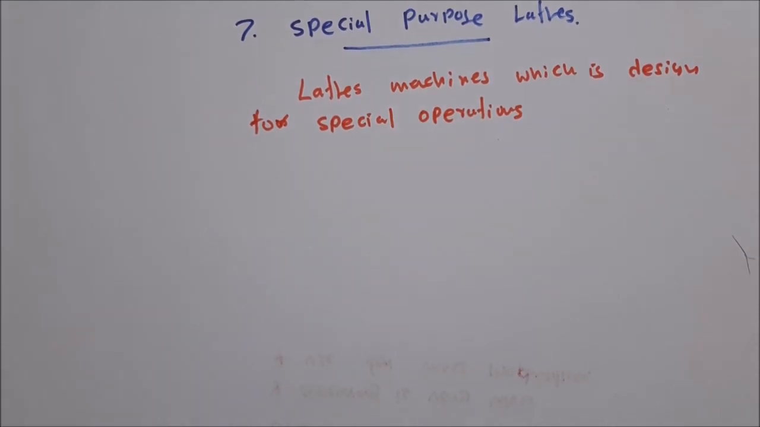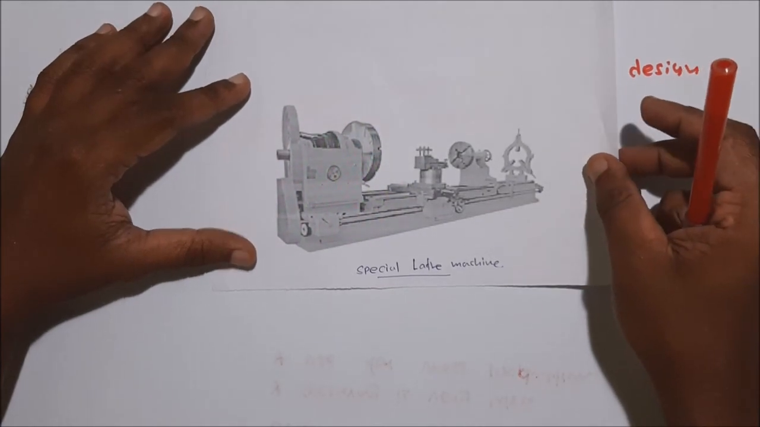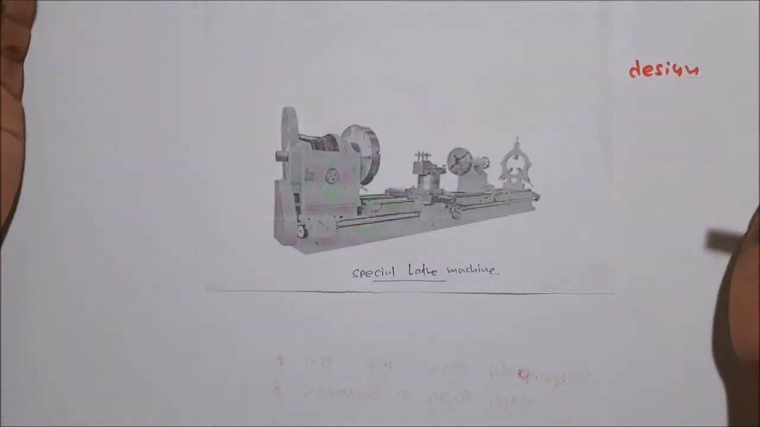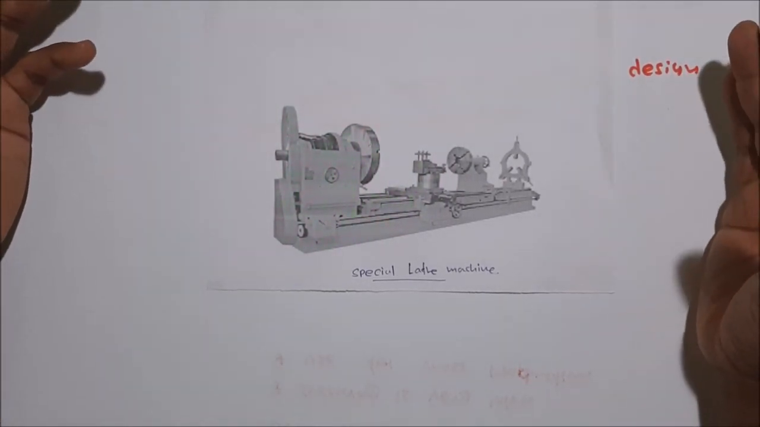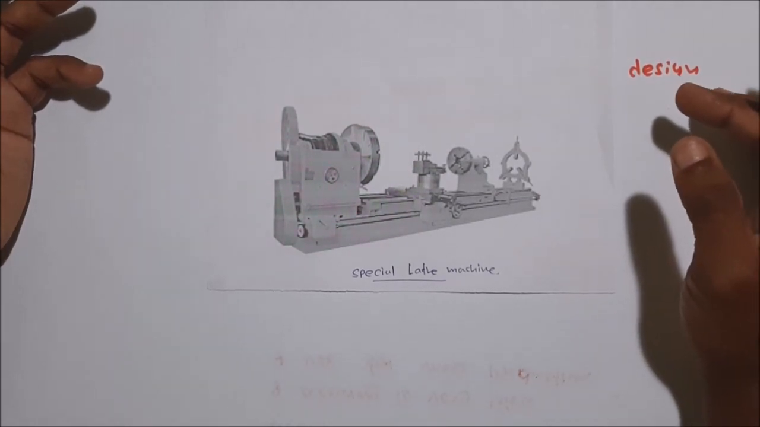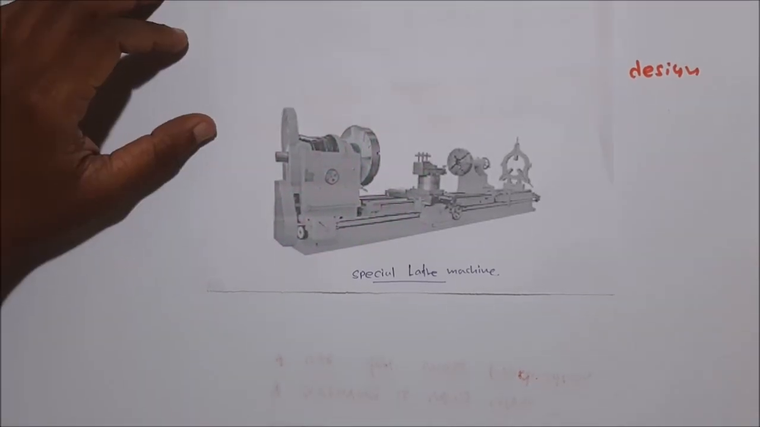Okay, I will show one of the special purpose lathe machines. You can see this is one of the special purpose lathe machines used to machine over-lengthy workpieces. Okay, this is all about the classification of lathe machine. Okay, thank you.